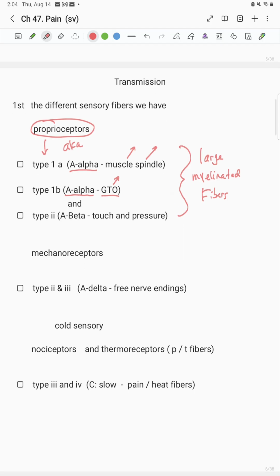Then there's your mechanoreceptors. And those are the type 2 and type 3 fibers, also known as A delta, which are free nerve endings, and these are responsible for cold sensory. And the nociceptors, which are thermoreceptors and pain and temperature fibers. So temperature, there's your thermoreceptor, and then P is for pain.